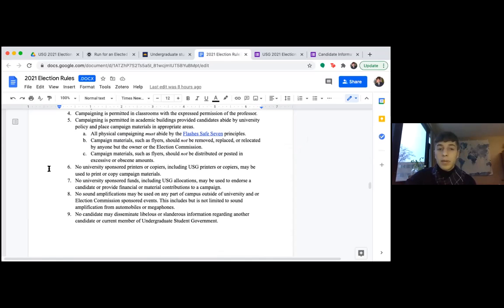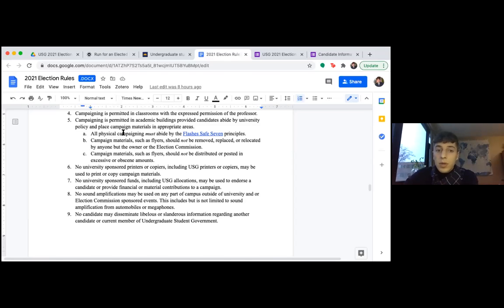Campaigning is also permitted in classrooms with the express permission of a professor. I know that looks different this year too, with things being virtual, but that might also be an advantage. You can ask a professor, a past professor, to come and join their Blackboard class, their Zoom class, their Microsoft Teams class, and talk about things. You might also be able to talk to a professor you don't really know and still be able to join their class and talk about your campaign. That starts to bring in physical campaigning.